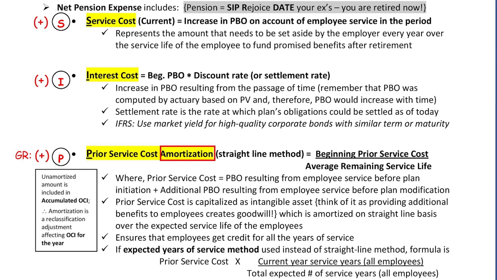Now the amortization is by using the straight line method. So you look at the beginning prior service cost and amortize it over the average remaining service life of the employees. Now right there, unamortized is in accumulated OCI. So the unamortized portion of the prior service cost lies on the balance sheet in accumulated OCI, and every period we amortize a piece of that on the income statement.